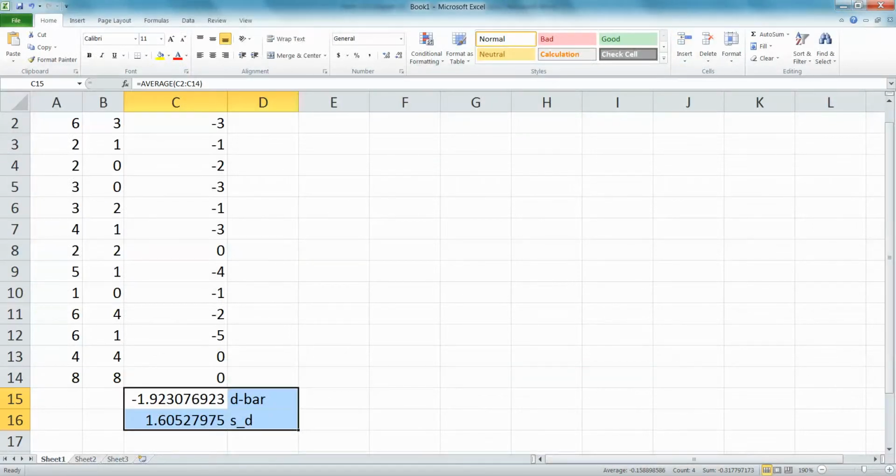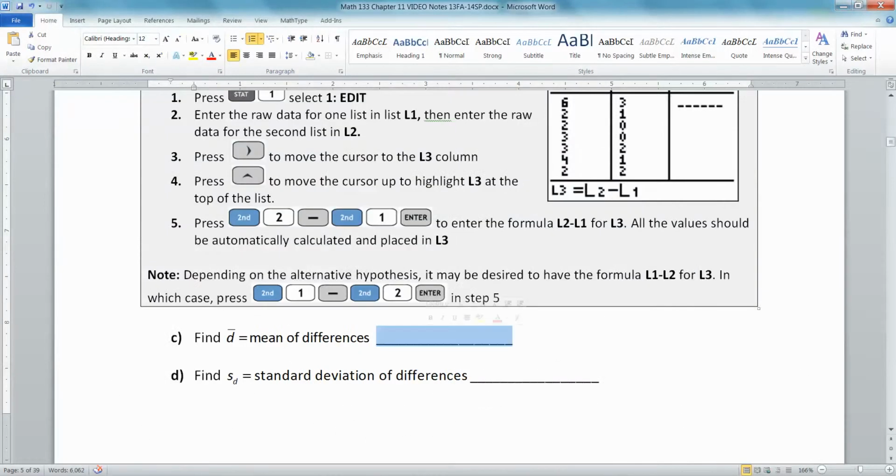All right, so let me grab these numbers. This was negative 1.923, and this was 1.605, roughly. I mean, we're rounding a little bit, but you get the general idea.